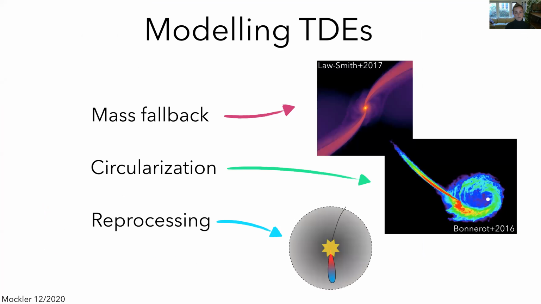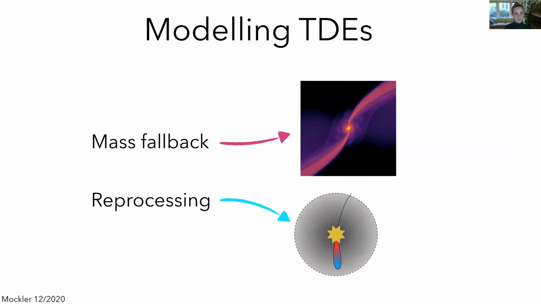However, we need to actually convert the mass fallback rate into light curves that we see, and for this, we model the events. And so the modeling takes 3 main components: the mass fallback rate from simulations, an approximation of the circularization, and then also the reprocessing, so that we go from luminosity, volumetric luminosity, to the light we actually see. For the purposes of this talk, I'm going to focus on the mass fallback rate and reprocessing.